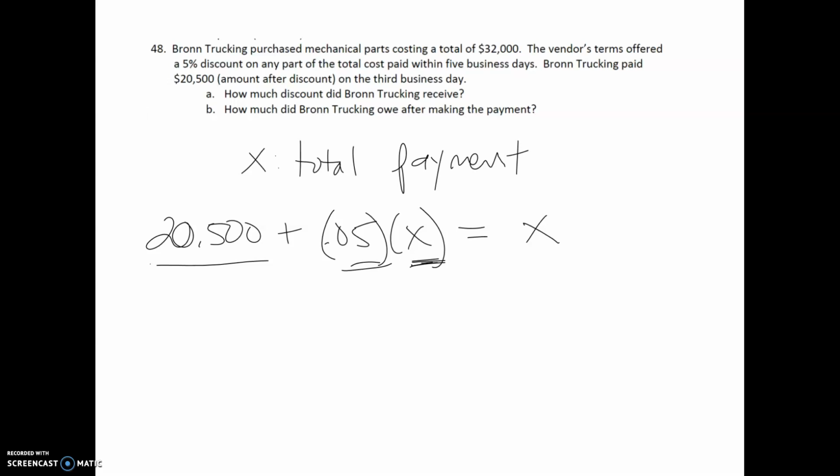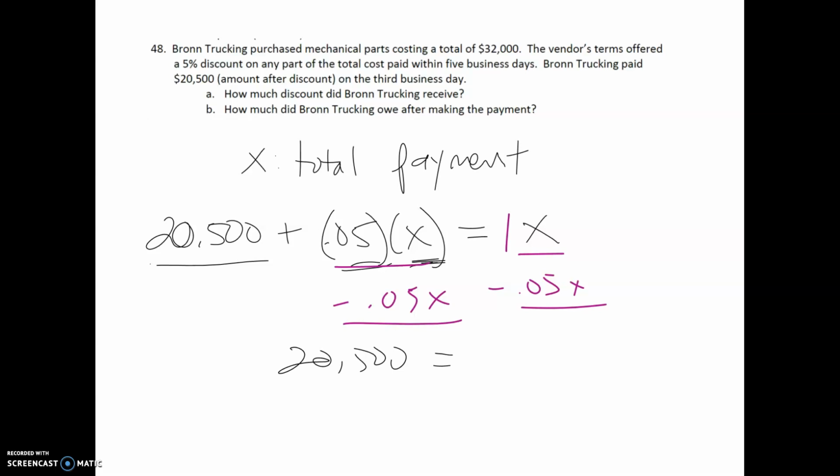If we did some math here, if you remember how to solve algebraic equations, there's a 1x there. You would subtract 0.05x from both sides. And you'd end up with this equation, 20,500 equals 1 minus 0.05, which is 0.95x. And then the last step would be to divide both sides by 0.95. Use your calculator, 20,500 divided by 0.95, and you get a solution for x.